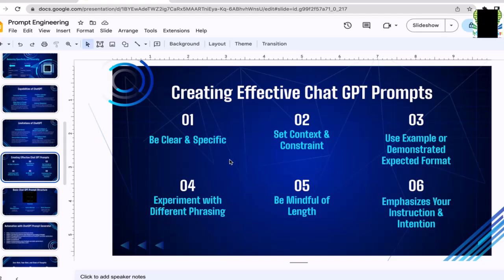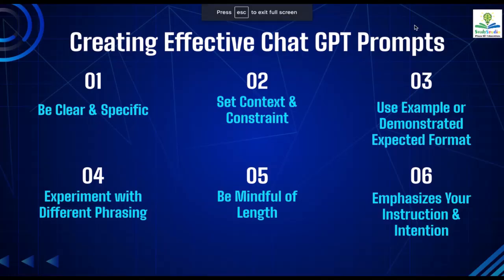If you're wondering how to create effective prompts for AI text to image generators, the rules are exactly the same as with ChatGPT prompts. You need to be clear, be specific, and set context and constraints. You need to emphasize what output you're expecting to see. Also be mindful of length. It's totally fine to have a slightly longer prompt, but don't make it very long, like one paragraph. That's just going to make the AI a little bit confused.